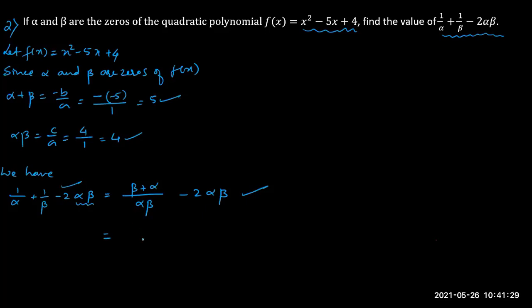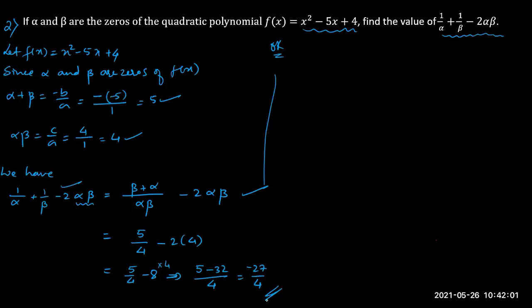Beta plus alpha is nothing but alpha plus beta by the commutative property. So that is 5 by 4 minus 2 into 4. So this is equal to 5 by 4 minus 8. This implies it will become 5 minus 32 by 4, that is minus 27 by 4. LCM we will take, here 4 will multiply. Is it clear? So this is the value of the given expression. So this is one method.